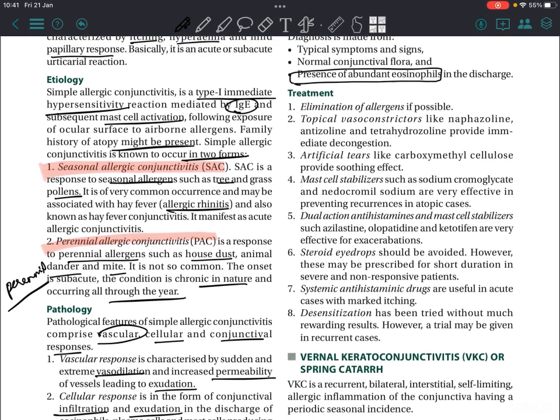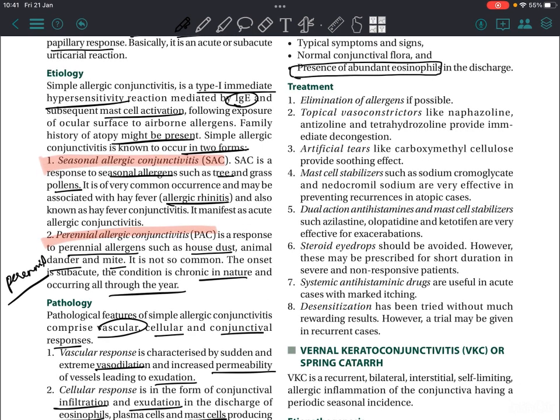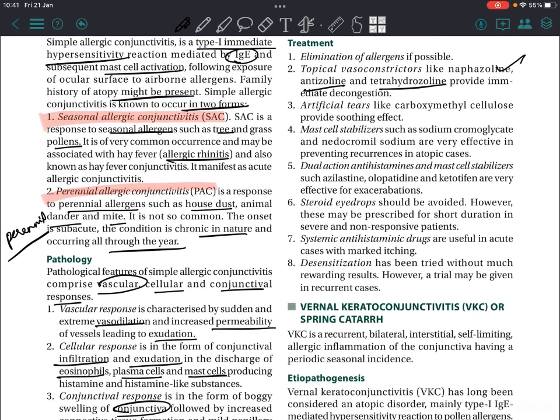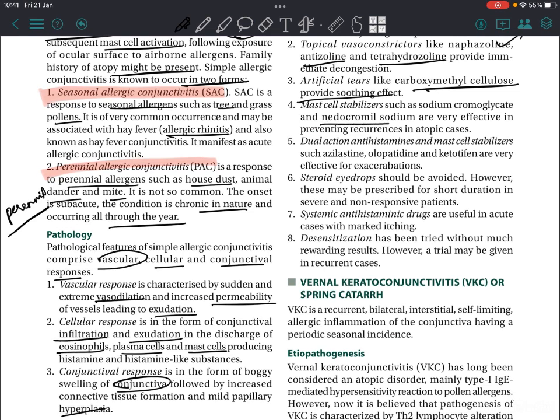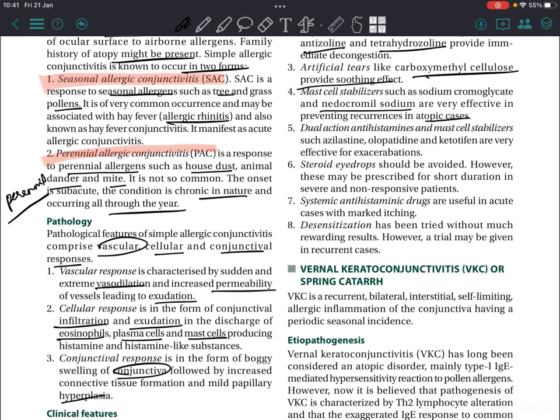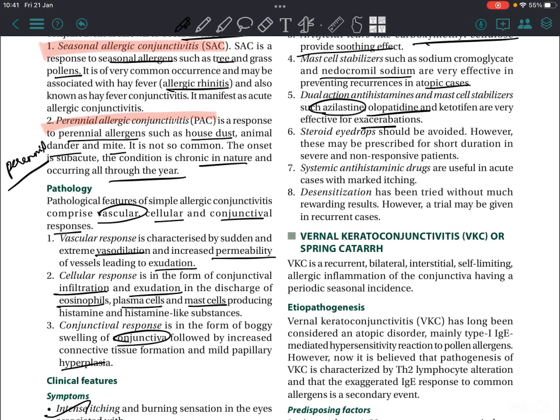Treatment: elimination of allergens if possible. Topical vasoconstrictors like naphazoline, antazoline, and tetrahydrozoline provide immediate decongestion. Artificial tears like carboxymethylcellulose provide a soothing effect. Mast cell stabilizers such as sodium cromoglycate and nedocromil sodium are effective in preventing recurrence in atopic cases. Dual-action antihistamines and mast cell stabilizers such as azelastine, olopatadine, and ketotifen are very effective in exacerbations.